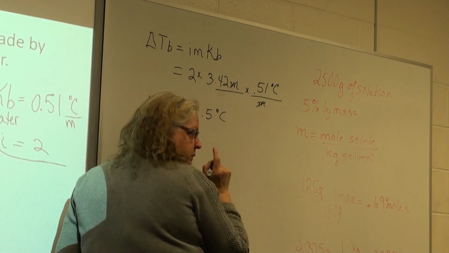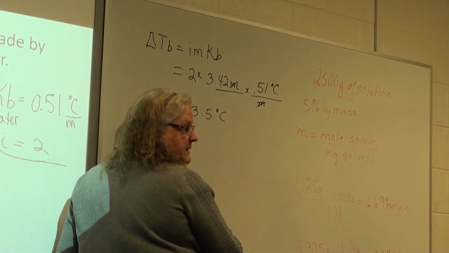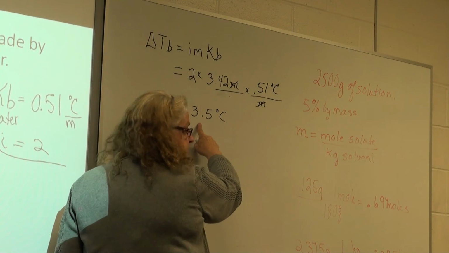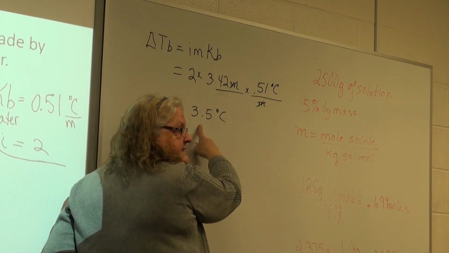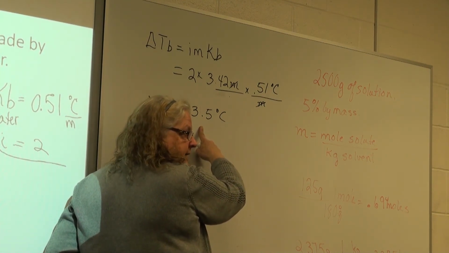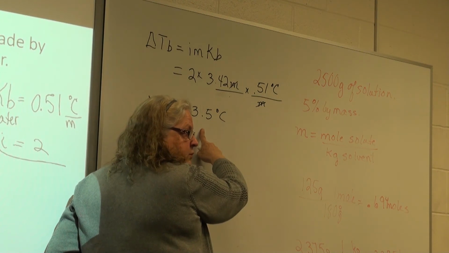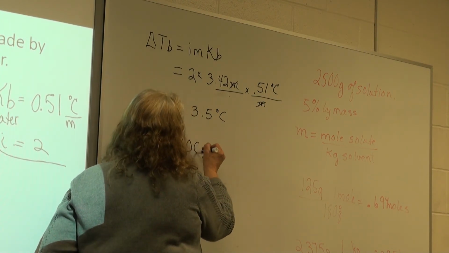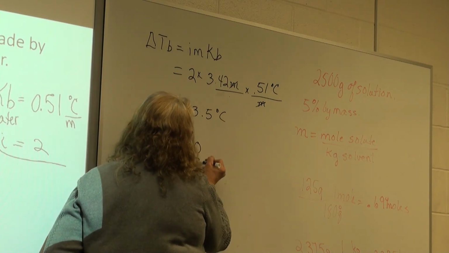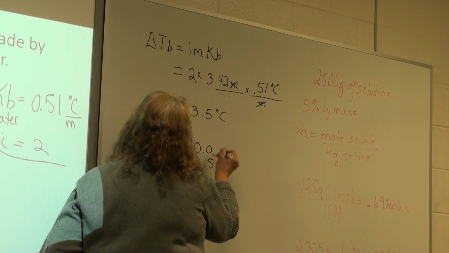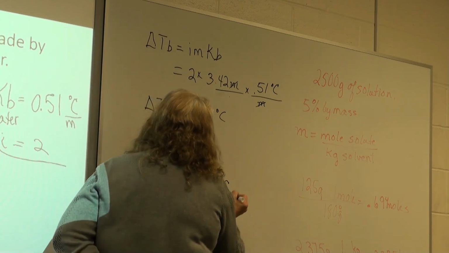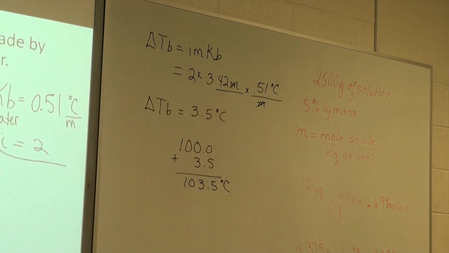So what's my boiling point? That's not my boiling point, right? That's just the change in my boiling point. So what do I have to do with this if I want to know what the actual boiling point is? Add it to the boiling point or subtract it? The boiling point goes up, so I would add it. So it's 100 plus 3.5 is 103.5. That's a lot of work, right?